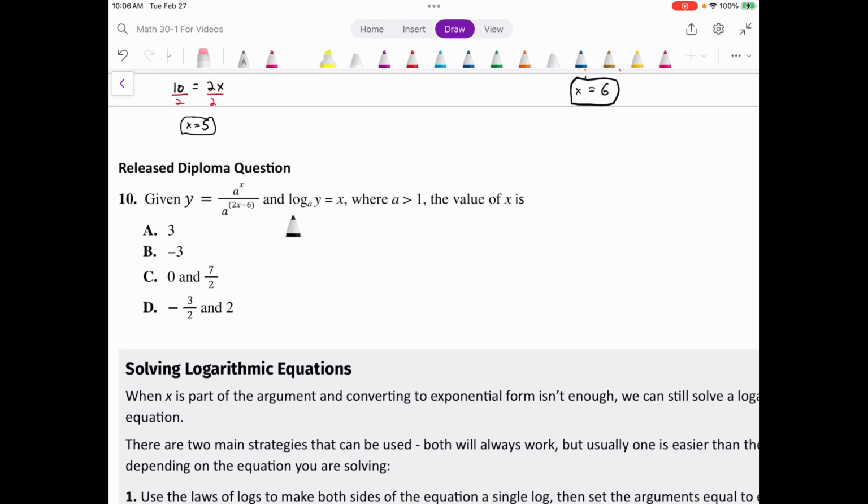So let's just take a look here. Given that y equals a to the x over a to the 2x minus 6, and that log base a of y equals x, where a is greater than 1, the value of x is, okay, so we want to solve for x. We're given two pieces of information about how x is related to y, right?